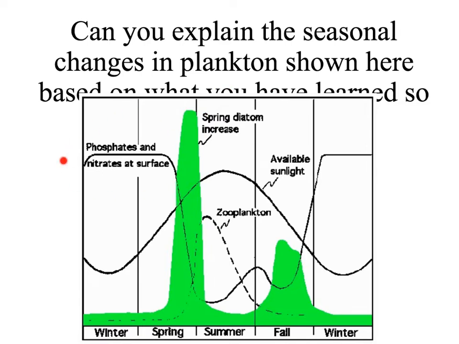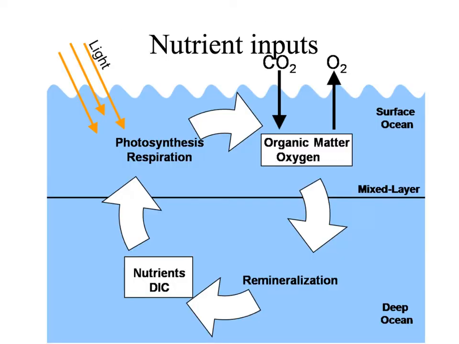We've got phosphates and nitrates at the surface, we've got the amount of available sunlight, and this graph also measures the zooplankton population. So see if you can venture a guess as to why the phytoplankton or diatom population has such a spike in the late spring, early summer, then a plummeting drop, and then another spike in the fall. This graphic might help you a little bit.